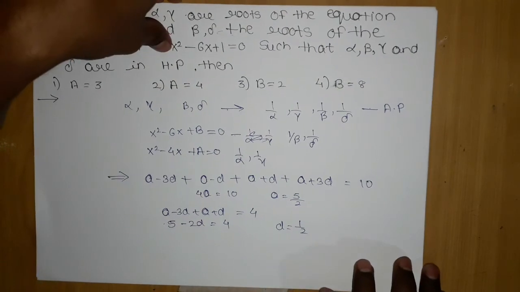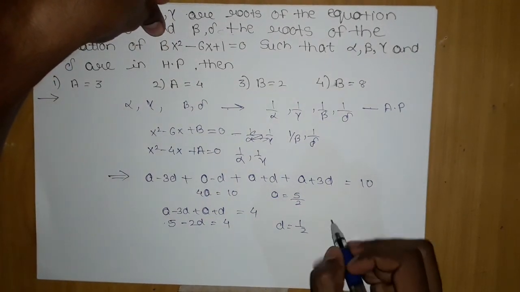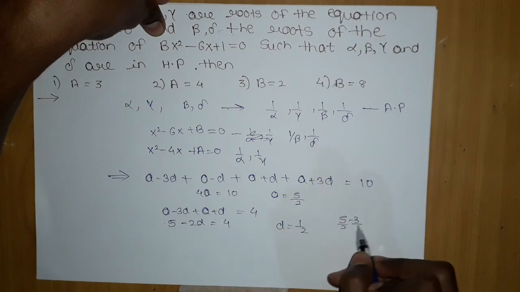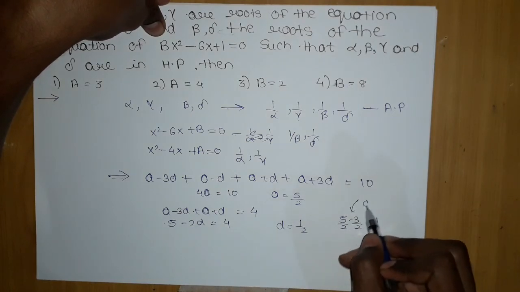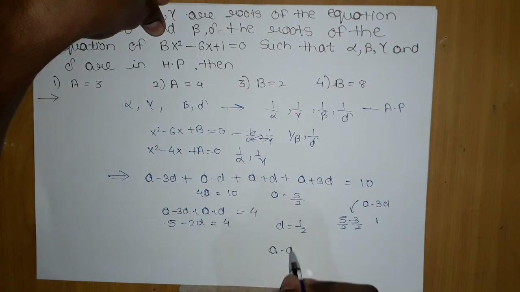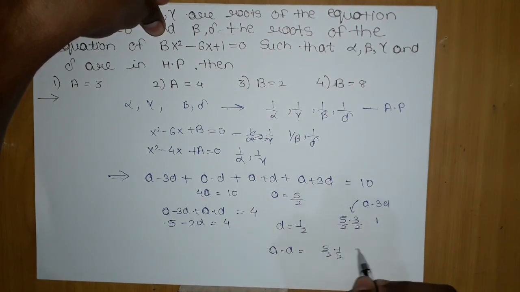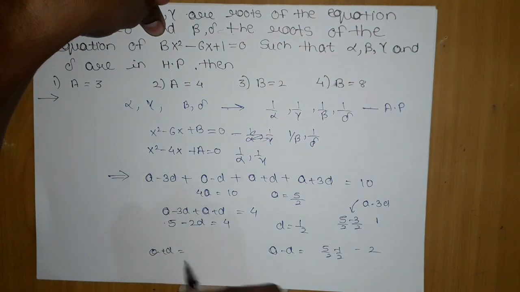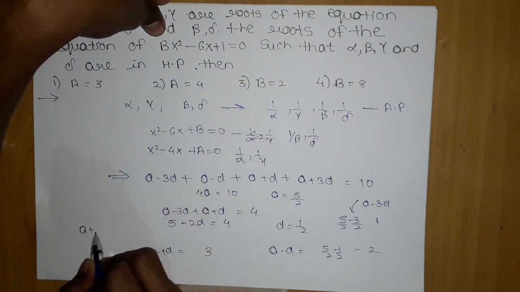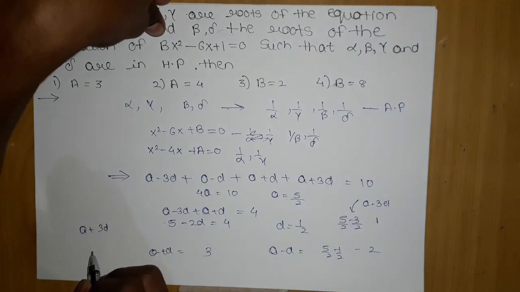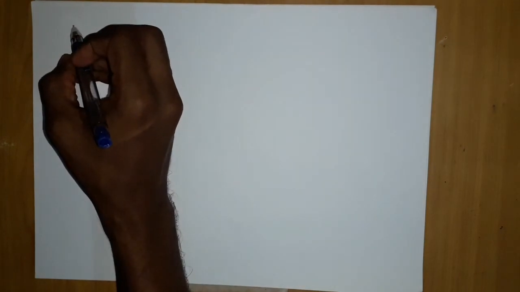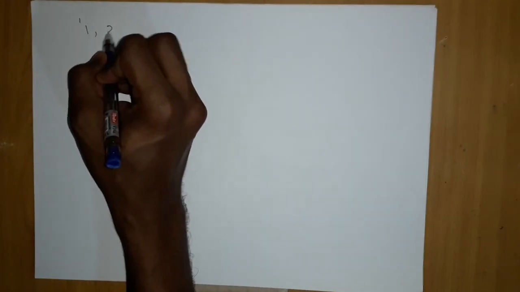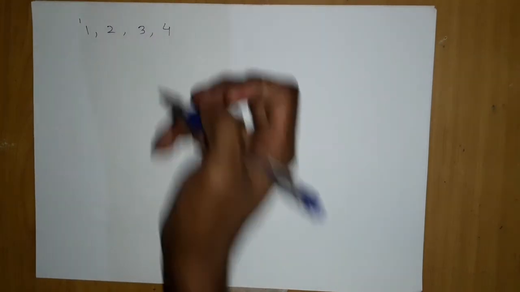Can I get the numbers which I have assumed? Yes, we can surely get them. 5 by 2 minus 3 by 2 gives 1. a minus d is 5 by 2 minus 1 by 2, which will be 2. a plus d will be 3, and the last, a plus 3d, will be 4. So the terms are 1, 2, 3 and 4.